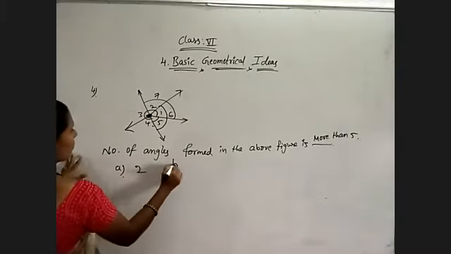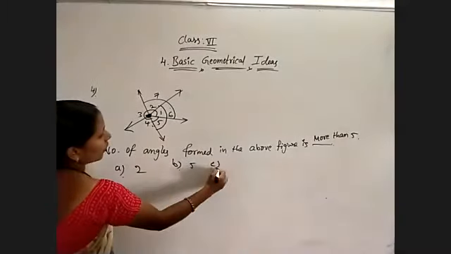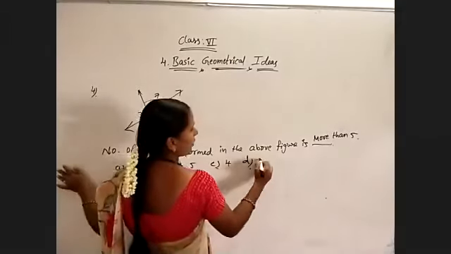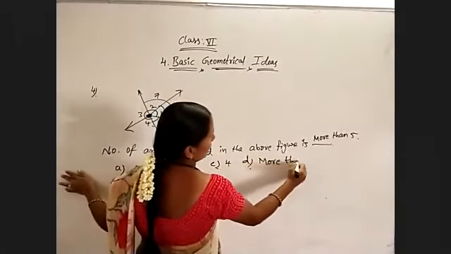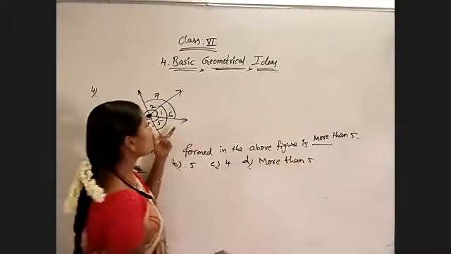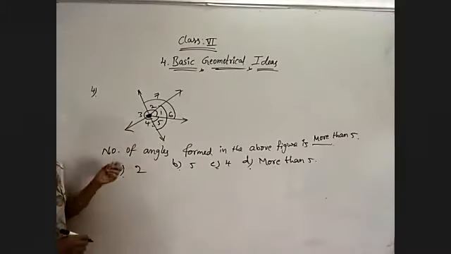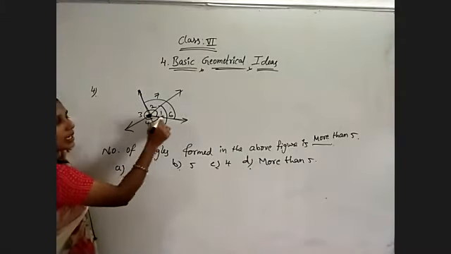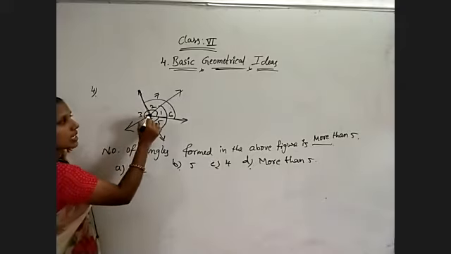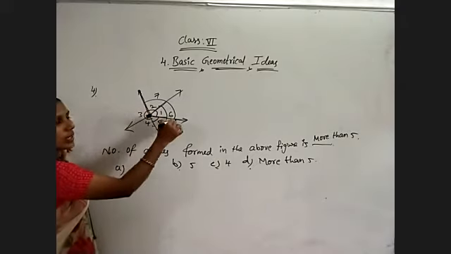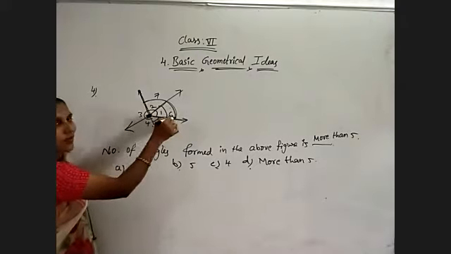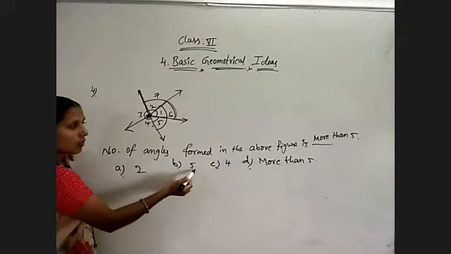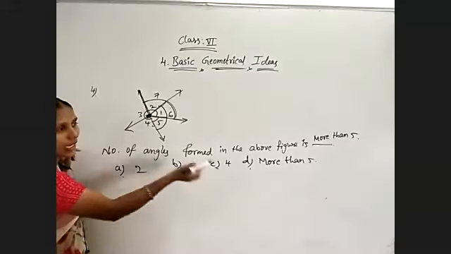Okay, here the options given are 2, 5, 4, and more than 5. So here we are getting more than 5 angles. To get the angles, 2 rays meet at one point. So here, not only these adjacent rays, we are taking another 2 rays. Even these 2 form angles, which means not only 5, we are getting more than 5 angles.